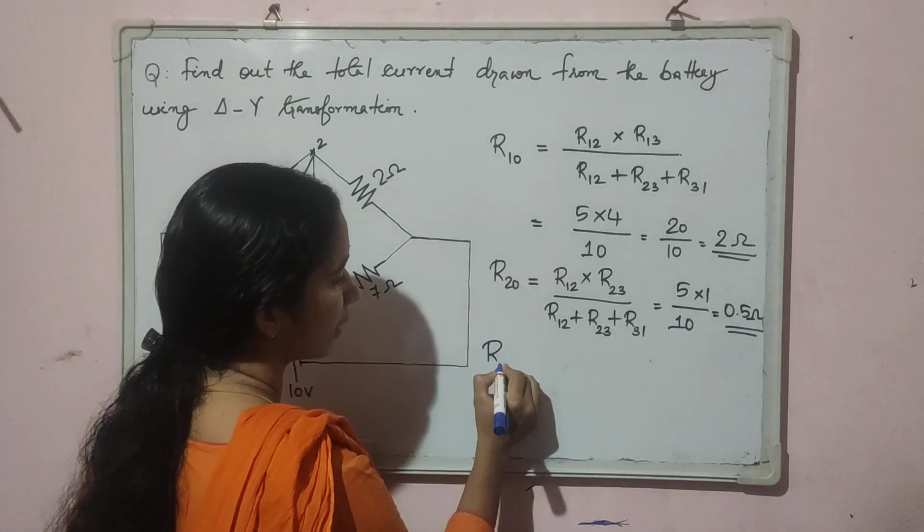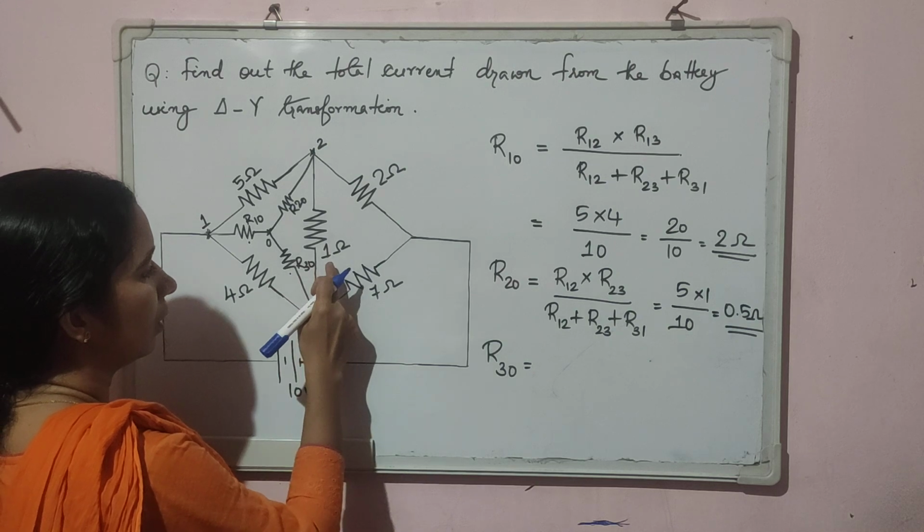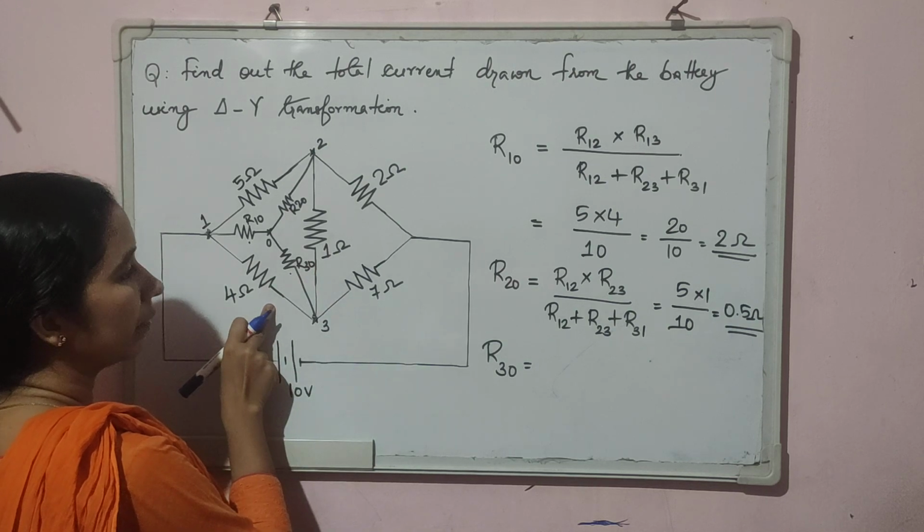Now the third resistor, that is R30, and R30 will be equal to R23 into R31.